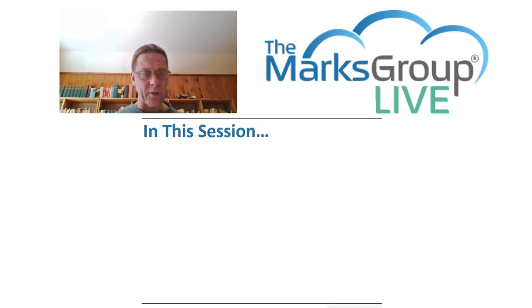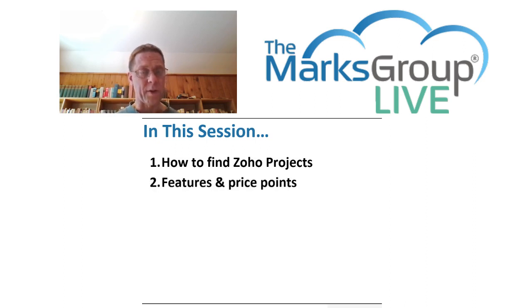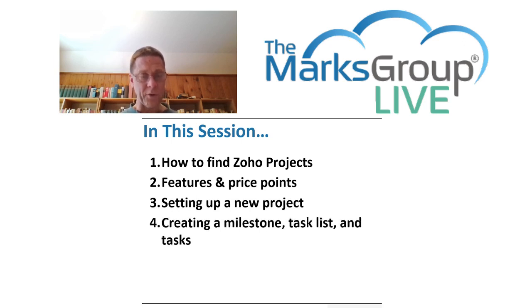In this very short session, we only have a bit of time today, so we're going to get straight into it. We're going to look at how to find the Zoho Projects application. We're going to look at some of the features and price points, looking at differences between the different plans. We're going to be looking at setting up a new project. We're going to create a milestone, a task list, and a couple of tasks, and then we're going to work a task so that you get a sense for some of what we can do with Zoho Projects.